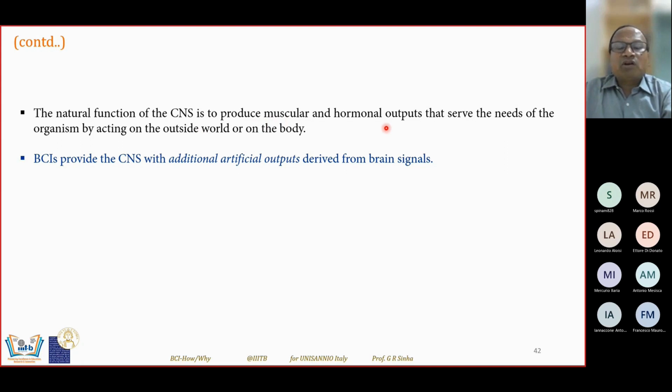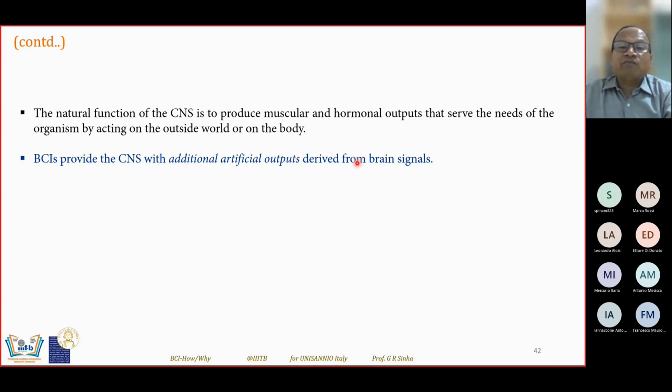CNS output cannot be utilized in the application. CNS output can have limited capability in the body parts because you are not trying to augment the abilities of the human body, and that is also possible, or controlling the outside world like robotics, that is also possible by the external output. So the BCI provides CNS with the additional benefit of artificial output, the additional artificial outputs that have been derived from the brain signals.